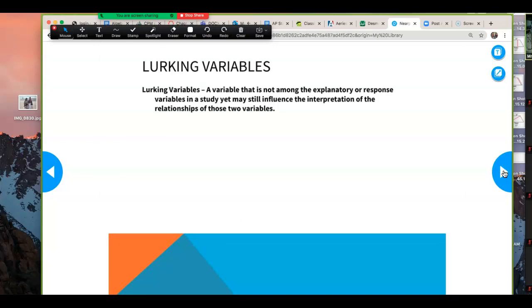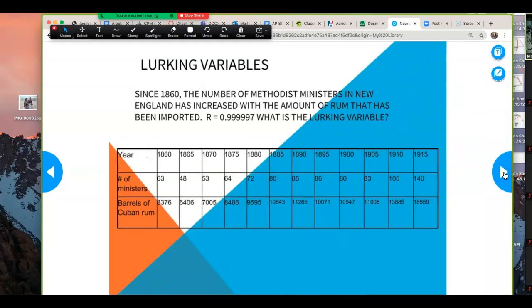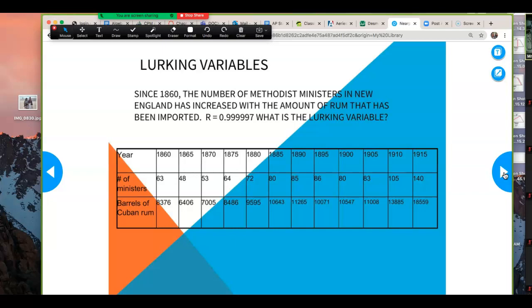So I talked about lurking variables for a minute. A variable that is not among the explanatory or response variables is called a lurking variable. So here's an example of lurking variables. Since 1860, the number of Methodist ministers in New England has increased with the amount of rum that has been imported. R is 0.999997. What's the lurking variable?